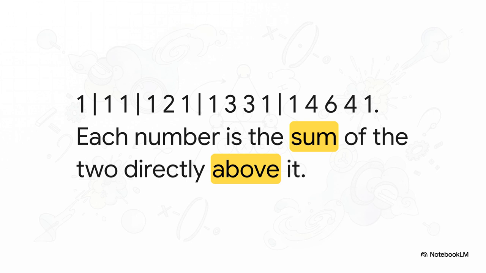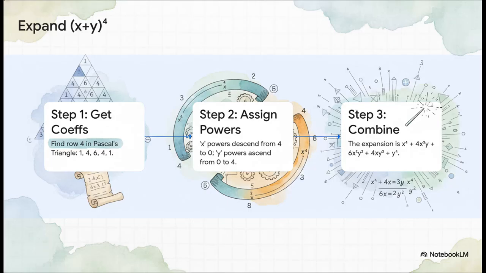So you see that 1 and 3 up there? They add up to make the 4 below them. That 3 and 3, they make the 6. It's that easy. And believe it or not, this simple triangle holds the secret coefficients we need. So how do we actually use it? Let's try to expand x plus y to the 4th power.